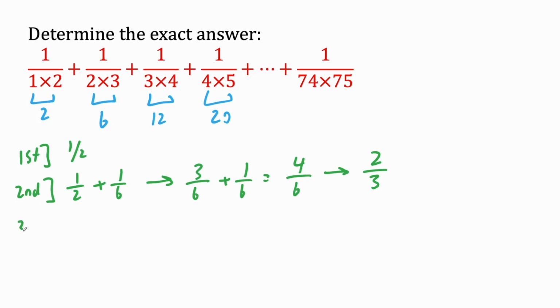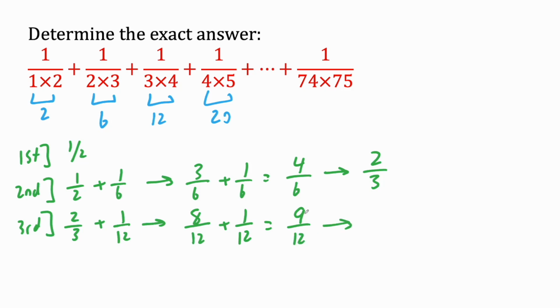Alright, let's do another one and see if there's some sort of pattern. So I'm going to take 2/3 and add 1/12. We need a common denominator, so times 4, times 4. We'll get 8 divided by 12 plus 1 divided by 12, which is 9 divided by 12. Then we can divide by 3, and we get 3 divided by 4. I kind of see something.